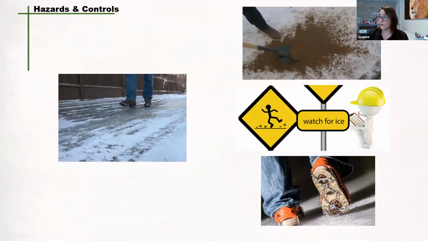And then there could be a sign, watch for ice. That would be an administrative control. And the bottom one is a PPE. We can add some additional devices to our footwear, some cleats, to help if we're going to be working on these icy surfaces all day. And this will actually help give a good grip, and you put them over your work boots. So I just want to give you an example of a couple of different controls for something that we're going to encounter lots this winter.